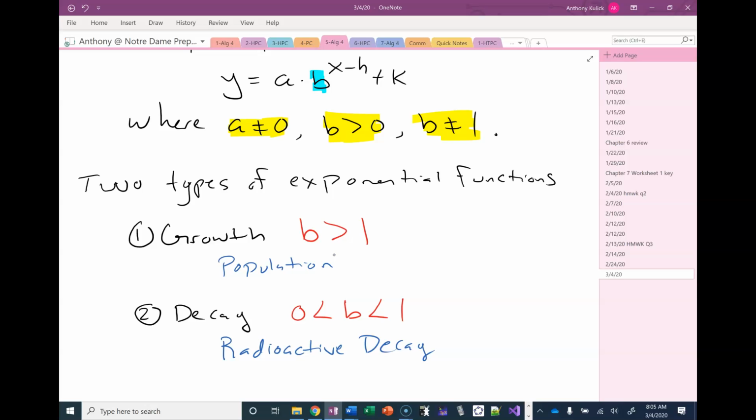Or in the case of an organism, like in the real world, again, populations tend to grow exponentially unless there's some limiting factor introduced, like a predator or habitat destruction or something like this.